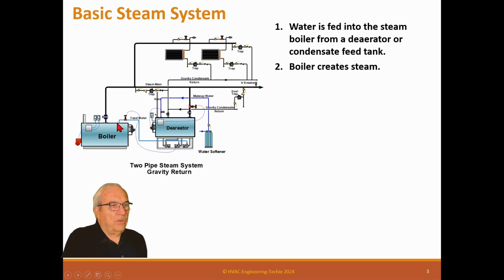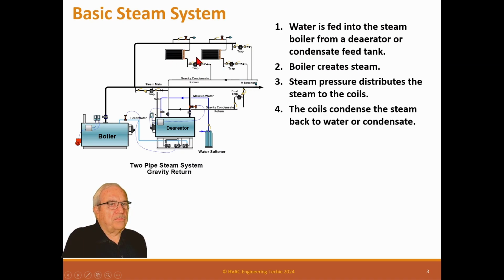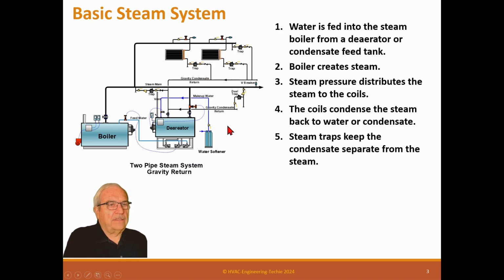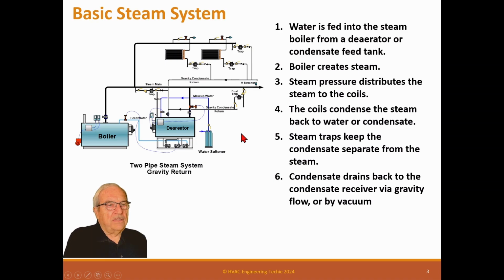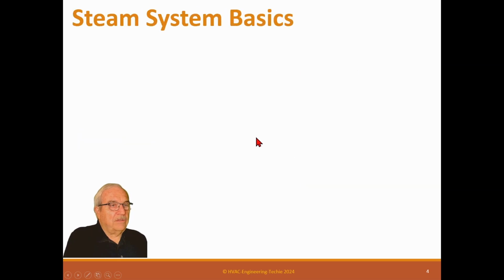The boiler creates the steam. The steam goes through the distribution piping out to the load, and to the coils or heat exchangers, whatever they are. The coils condensate the steam. So when that part of the system needs heat, it puts steam into the coil, which transfers heat. And as it transfers it condenses back into water, and then flows back into the condensate system and back to the deaerator tank. Steam traps keep the condensate separate from the steam. These steam traps are a very important part of the system. Condensate drains back to the condensate receiver via gravity flow or by vacuum or pumped, either one. It could be any of the three.